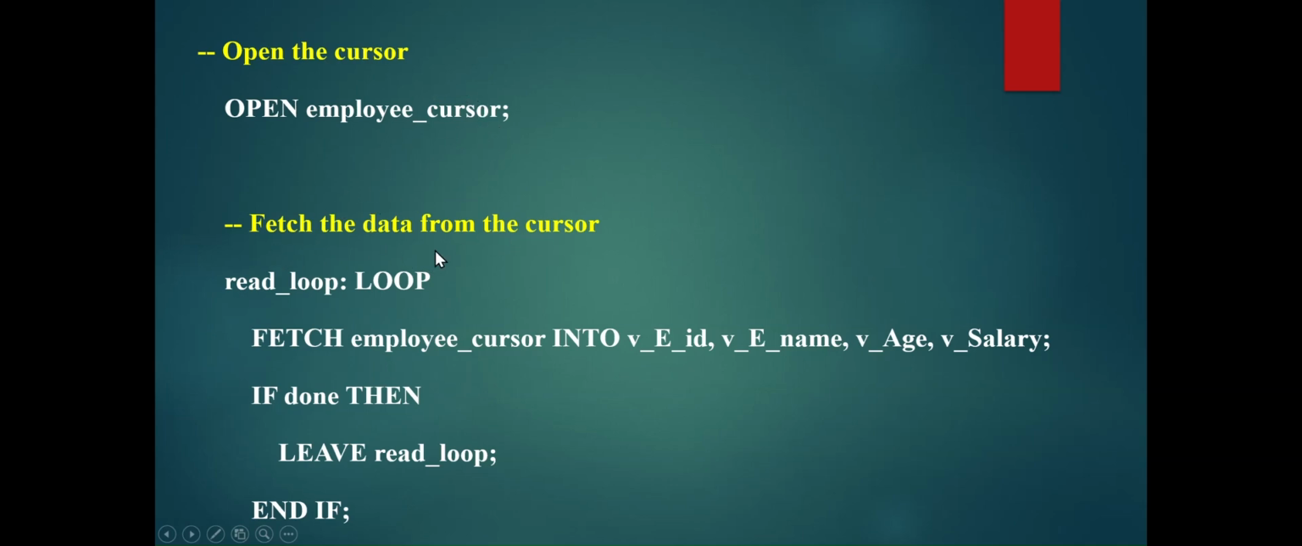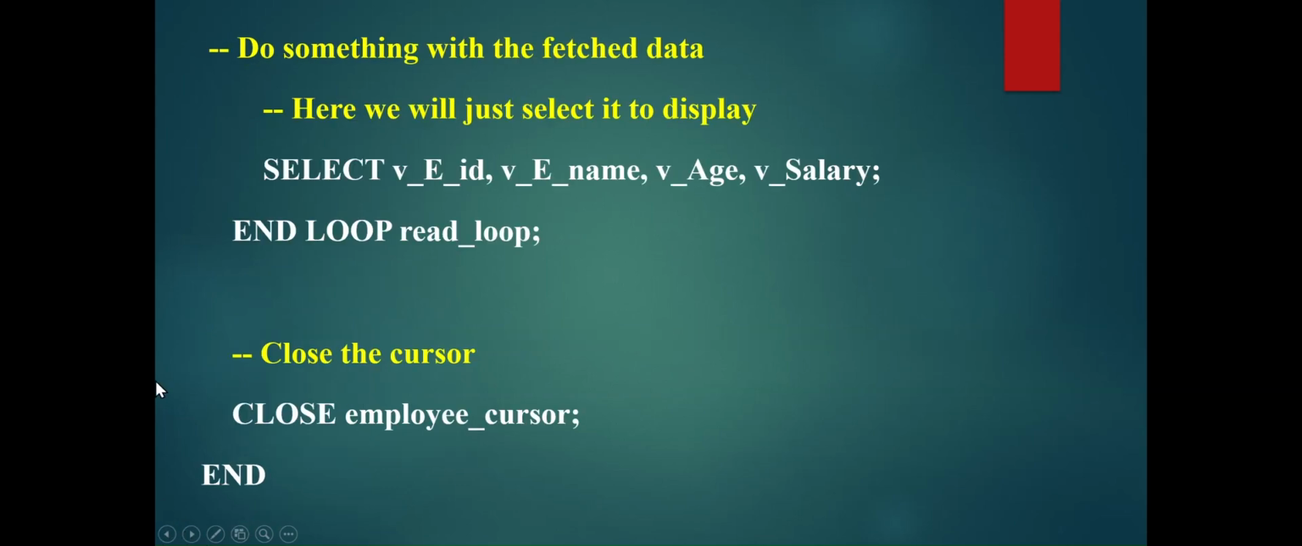Fetch data from the cursor. It starts with a read loop using the fetch keyword. Fetch employee cursor into ID, name, age, salary. Then we use an if statement. If it is done, then it leaves the read loop. Then end the if.